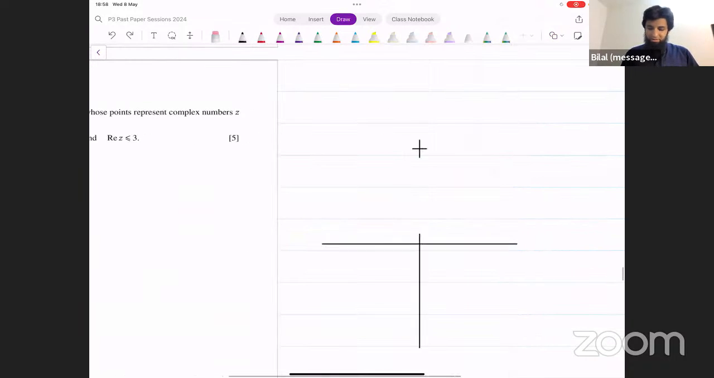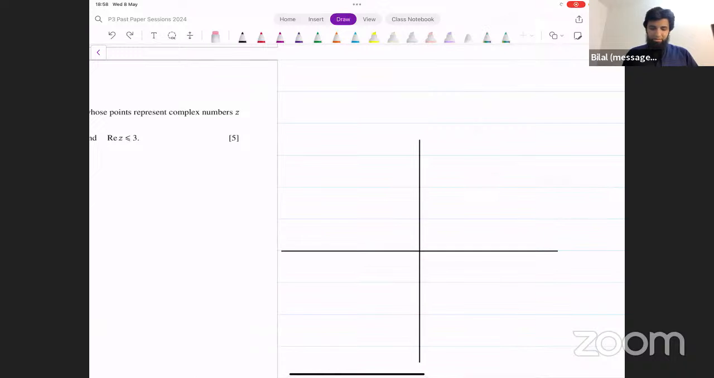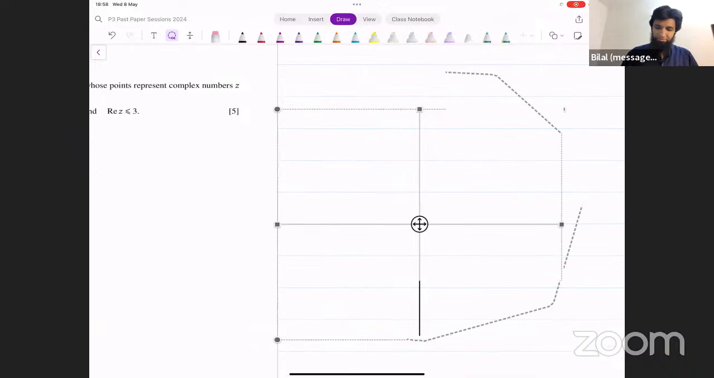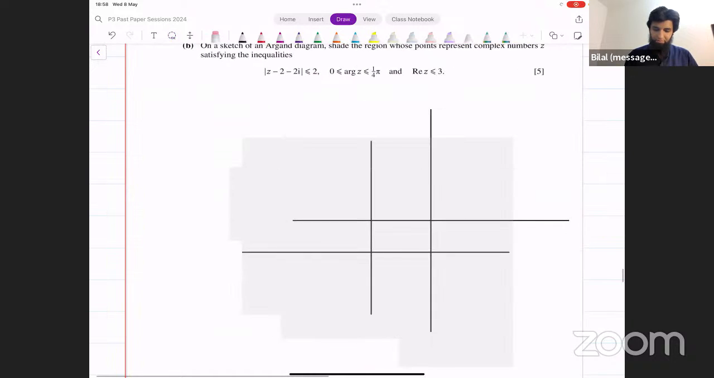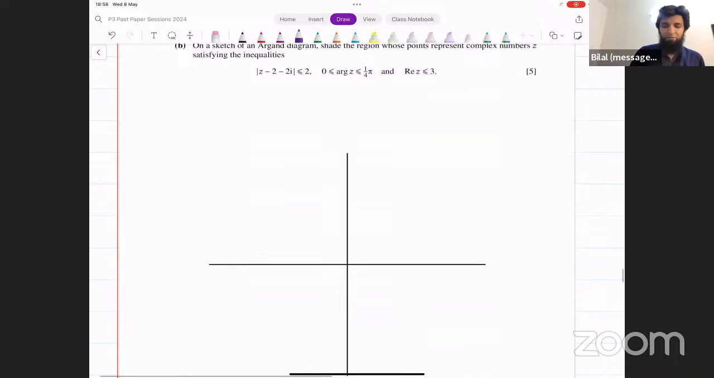Let's try to understand this. The Argand diagram is going to look like this. First of all, convert this to standard form. What's the standard form? It becomes modulus of z minus 2 plus 2 iota, that is less than or equal to 2. This is a circle, with this as the center and this as the radius.